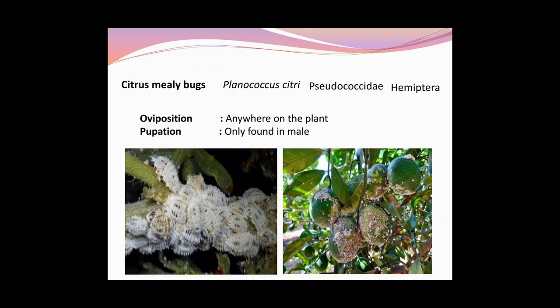The next pest of citrus is citrus mealybugs. The scientific name of citrus mealybug is Planococcus citri, and it belongs to family Pseudococcidae and order Hemiptera. The oviposition, or site of egg-laying, of this pest is anywhere on the plant, and pupation is observed only in the male.